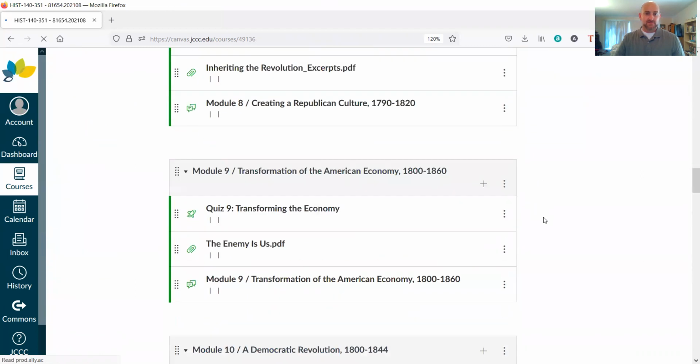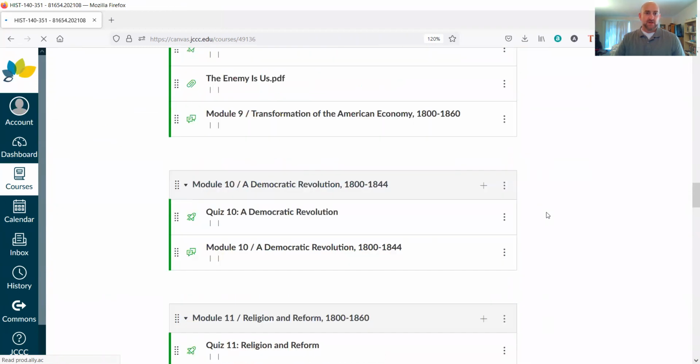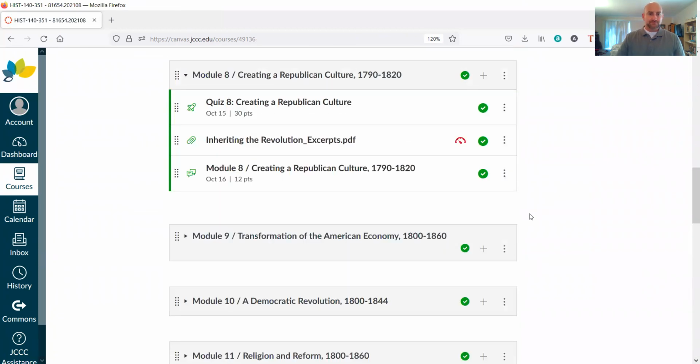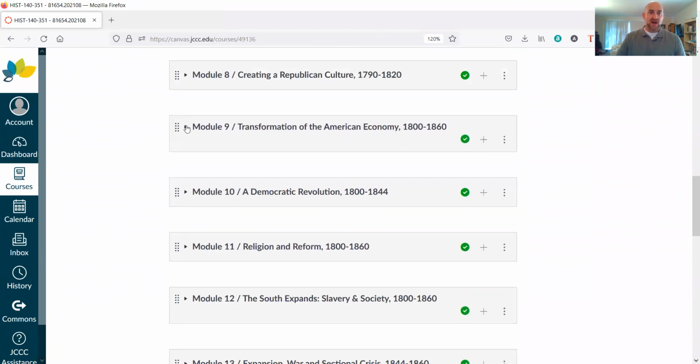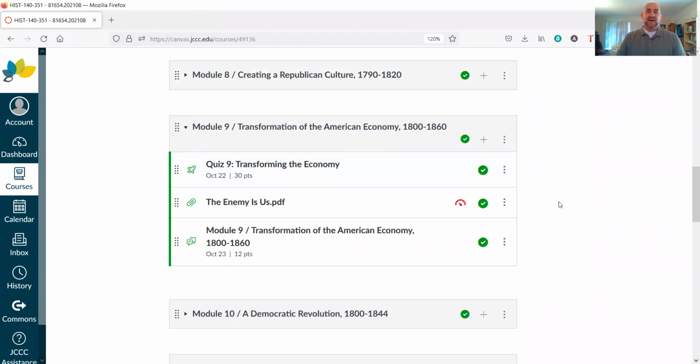Down here. That was 9. Oh yeah, so that was module 8. Module 9, other extra reading. This is this chapter in your textbook, and therefore this module deals with economics, the coming of industry and the growth of American capitalism in the 19th century. America becoming a great economic power before the Civil War.